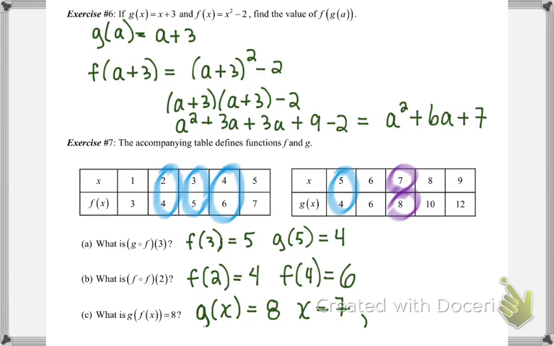So therefore, now we look where f of x is equal to 7. Okay. When f of x is equal to 7, x is equal to 5. And for D, which I apologize is not on here, but it is on your sheet of paper, what is f of f of x is equal to 6? Well, when f of x is equal to 6, x is equal to 4. And when f of x is equal to 4, x is equal to 2.